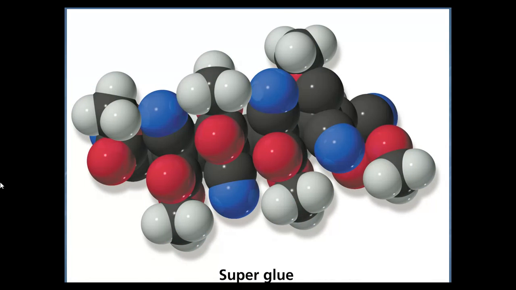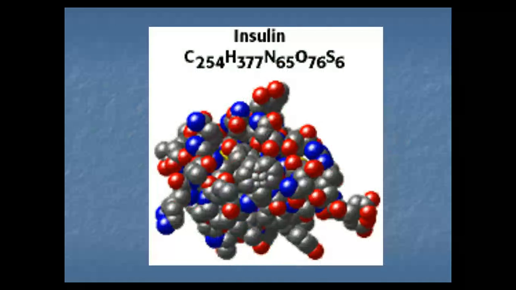Here we get to see an example of superglue. Many of these carbon-based compounds, these organic compounds, can get very large and complex. Insulin, a biological molecule, is obviously far larger than the superglue that we just watched. The shape is very important because the shape determines its function. Insulin, as a biological signal molecule, has to have the right shape to fit into its receptor where it needs to send its message.